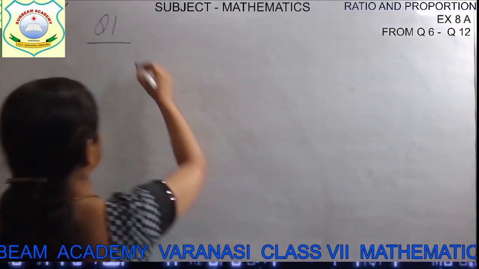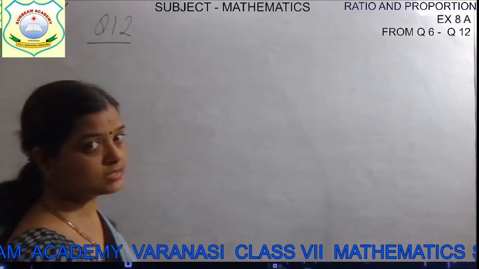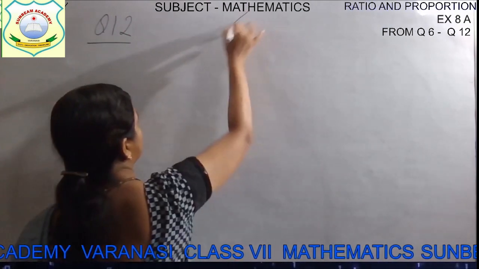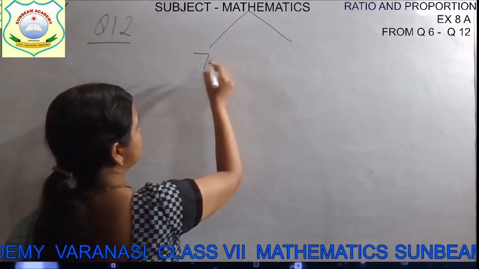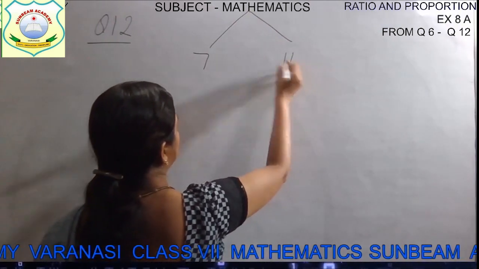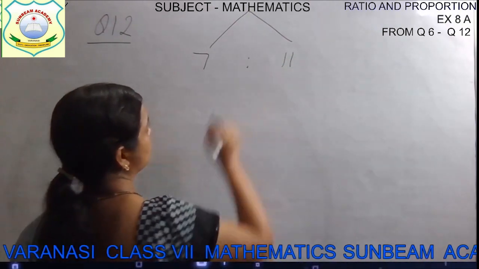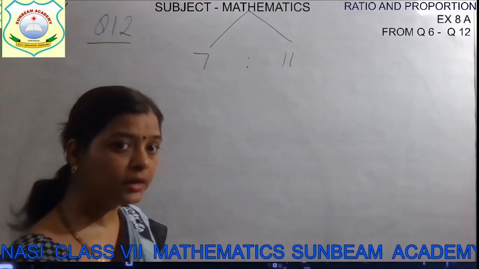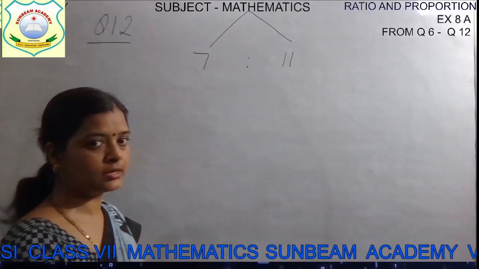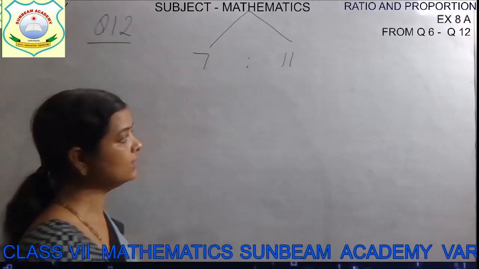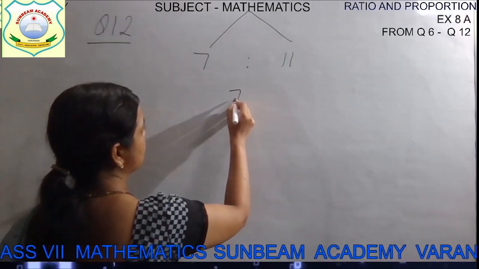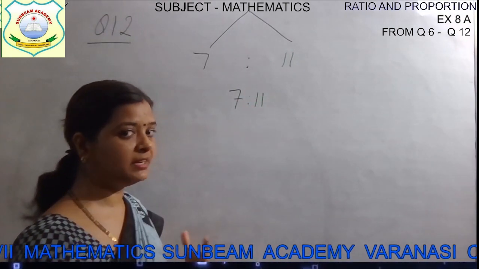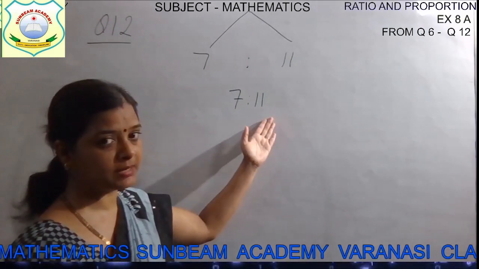Question number 12. Two numbers are in the ratio 7:11. There are two numbers, children. One is in the 7th ratio and one is in the 11th ratio. Are they 7 and 11? No, this is not given. What is given in the question? That they are in the form of 7:11. It means the numbers will definitely be bigger than this because it is in simplest form.